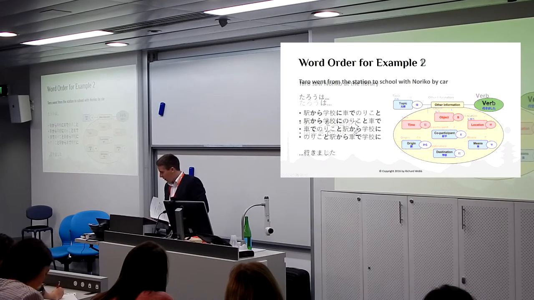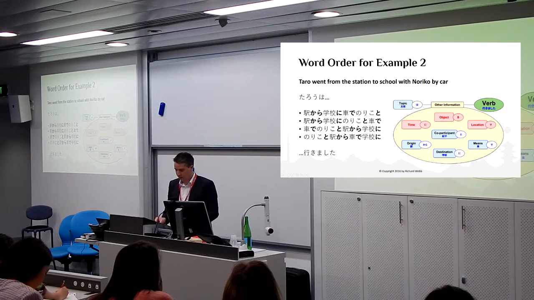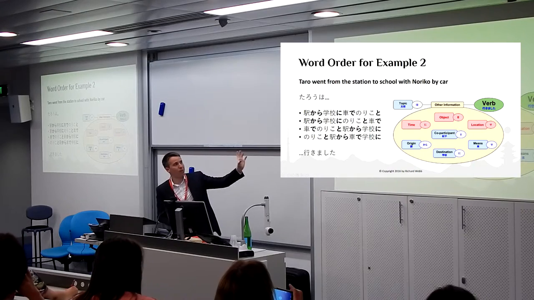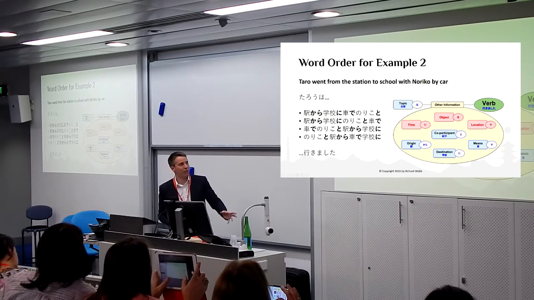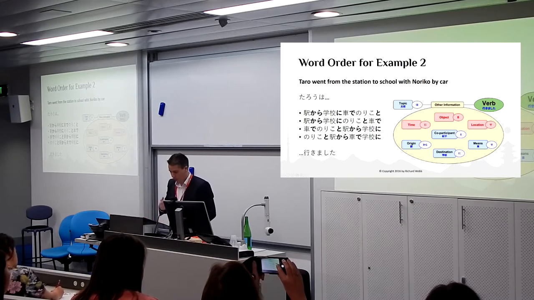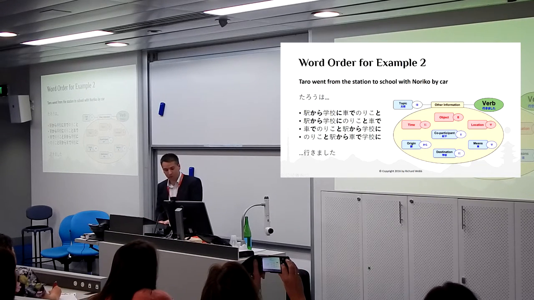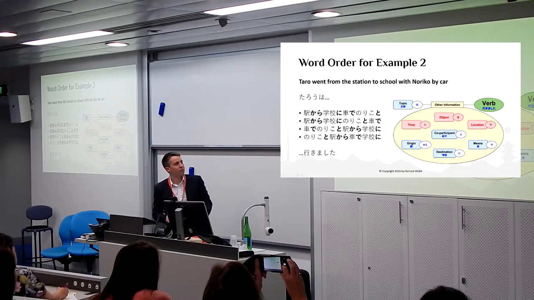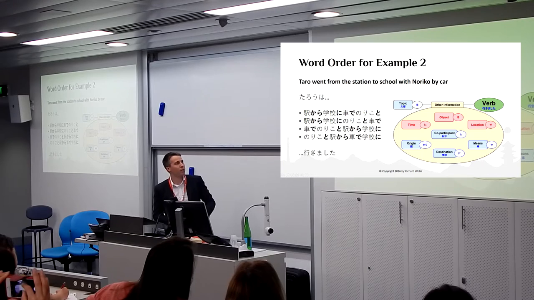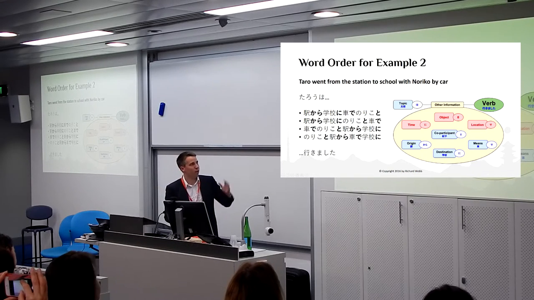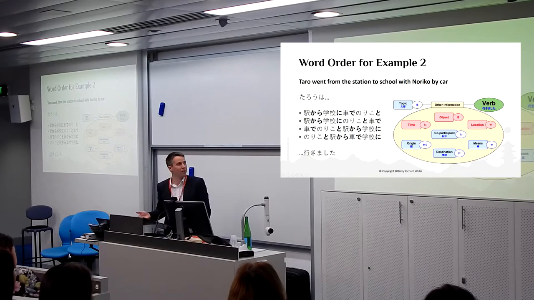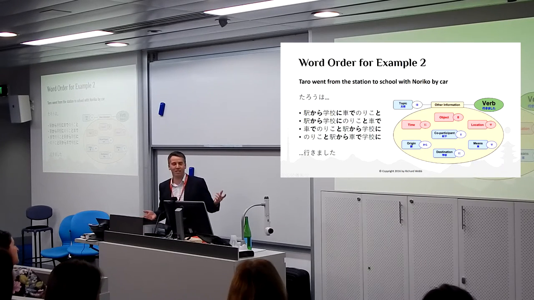So if we look at our other example, here we have a lot more things, and so again we have Taro wa at the beginning, ikimashita is our verb at the end, and then all these other things in the middle: Noriko to, eki kara, gakkou ni, kuruma de, and we can rearrange these in any order. So we can say Taro wa eki kara, gakkou ni, kuruma de, Noriko to ikimashita, or any of these other ones. And if my maths is correct, I think there are 24 alternatives of how this sentence can be phrased.